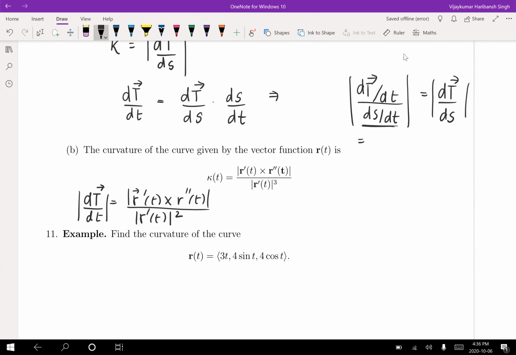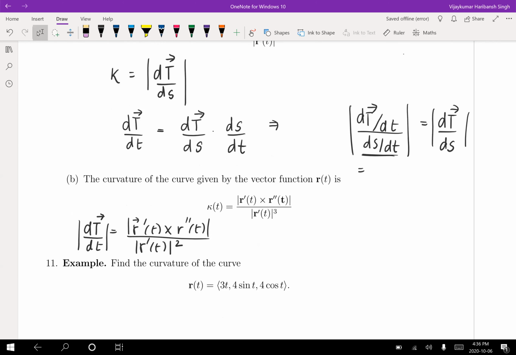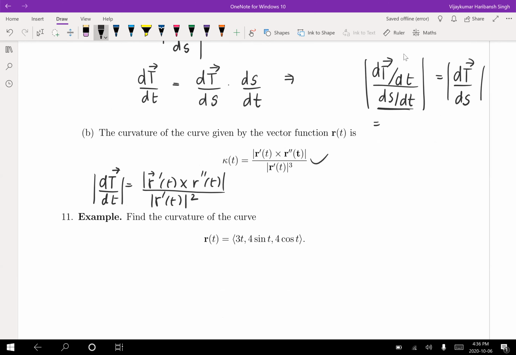So let's look at the problem and use these. Either one of these is going to be helpful to solve this problem. So let's try computing the curvature. Now we can use either one of them. Sorry, let's use this definition. So we have r prime of t is going to be 3, 4 cos t, minus 4 sine t.